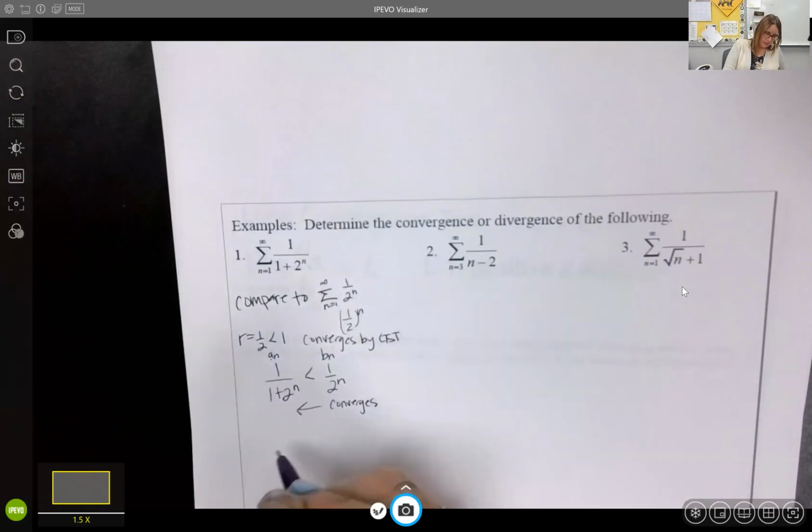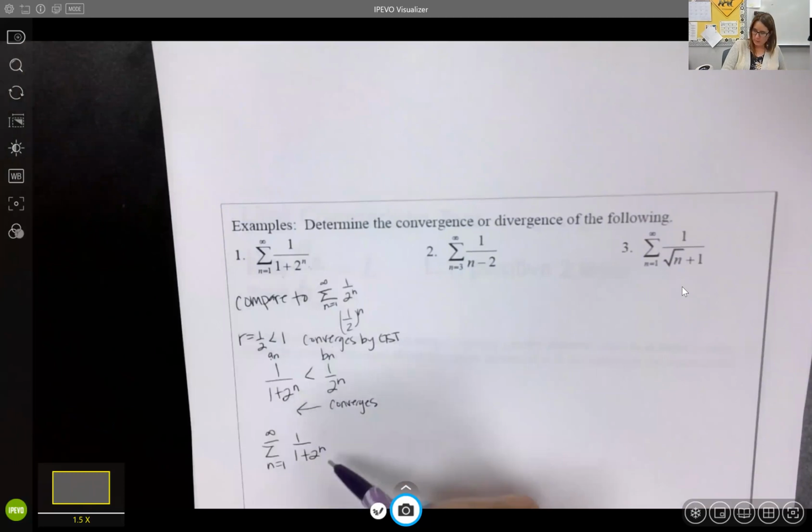So we say the sum from n equals 1 of 1 over 1 plus 2 to the n. You could also say the series, right? Because that's what we're talking about. The series converges by the direct comparison test.